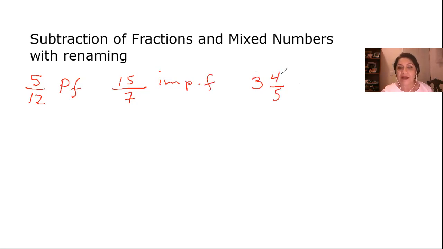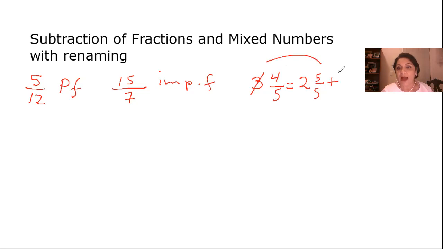I can rename a mixed number. For example, this 3 and 4/5. How can I rename that? Naming one less of the whole number: 2 plus 1. 2 plus 1 is 3. 5 divided by 5 is 1. 2 plus 1 is 3. So that is my 3. But I have 4/5. I have 4/5.